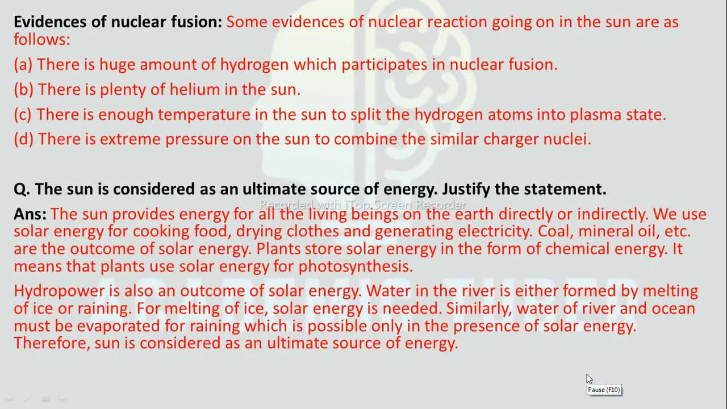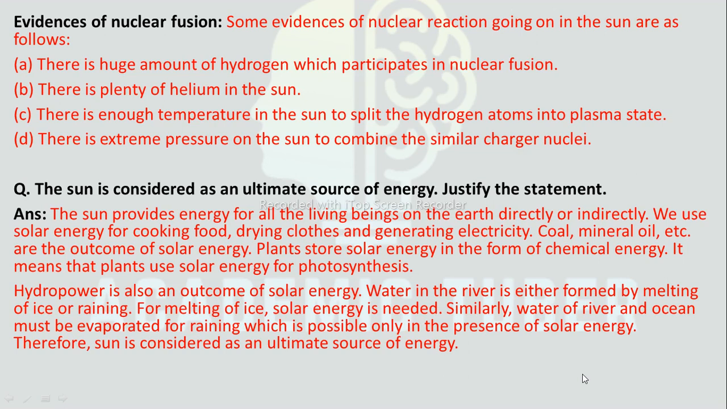So here is one of the important questions from this topic, sun. Why is sun considered as the ultimate source of energy? The sun provides energy for all living beings on the earth, directly or indirectly. We use solar energy for cooking food, drying clothes, and generating electricity. Coal, mineral oil, etc. are the outcome of solar energy. Plant stores solar energy in the form of chemical energy. It means that the plant uses solar energy for photosynthesis.